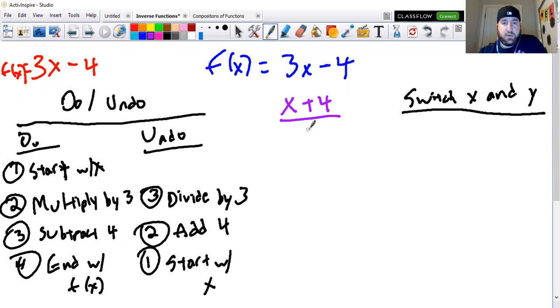Okay. So again, I got to divide the whole thing by 3. It's not just dividing X by 3. Whatever you have there, you got to divide everything by 3. So X plus 4 divided by 3. And then we've done both our math steps. So again, we end with our inverse function notation, f⁻¹ of X.